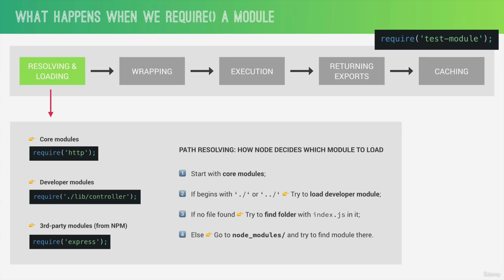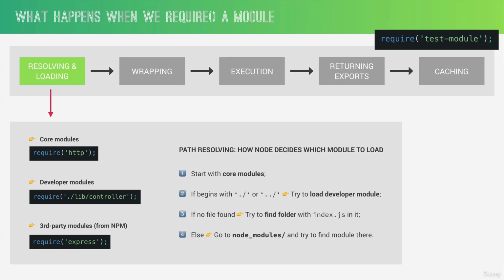Now, if the path starts with a dot or 2 dots, it means that it's a developer module, because we indicate the relative path to our file. So Node will try to load that file, but if there is no file with that name, well, then it will look for a folder instead and load index.js if it's in that folder. So in this example, it will try to load lib/controller.js. Remember that we can drop the .js when requiring a module.